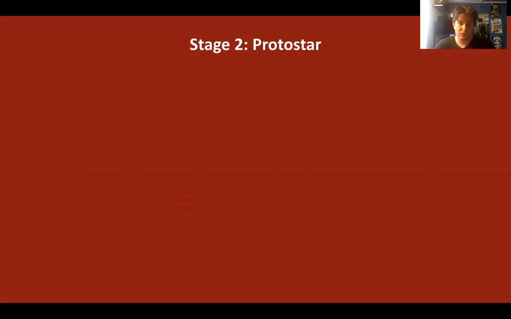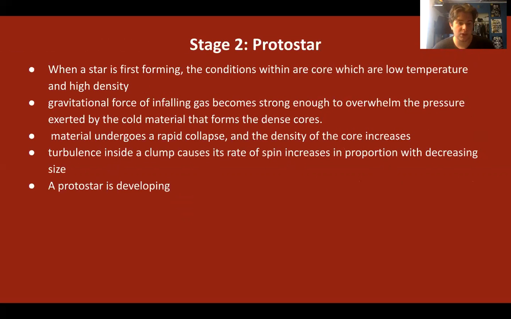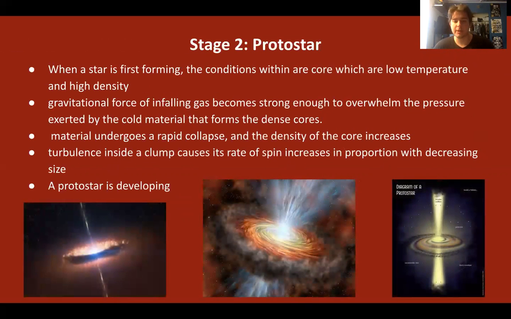When a star is first forming, the conditions within the core, which are low temperature and hence low pressure, and high density and hence greater gravitational attraction, both work together to give gravity the advantage, which brings all the material together. Eventually, the gravitational force of the infalling gases becomes strong enough to overwhelm the pressure exerted by the cold material that forms the dense cores. The material then undergoes a rapid collapse, and the density of the core increases greatly as a result.